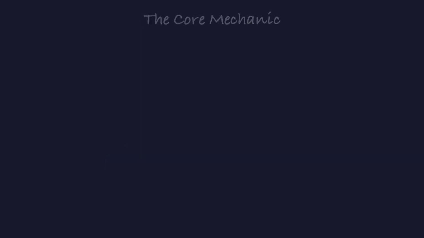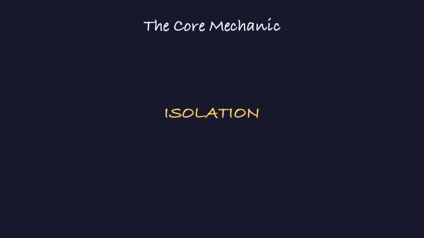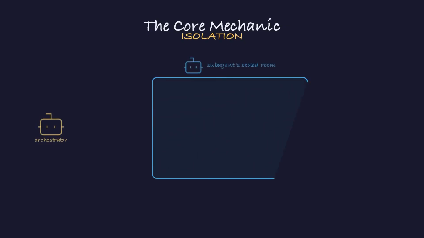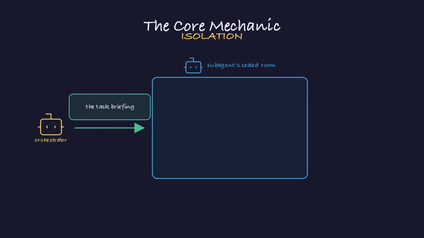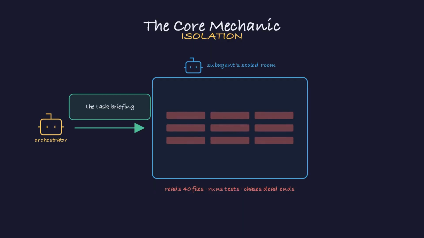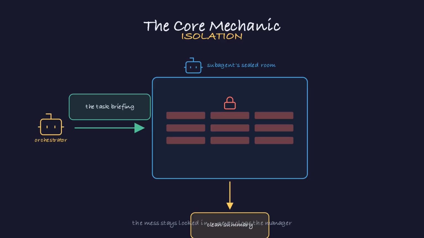Now the single most important idea, the thing that makes subagents work: isolation. When the orchestrator delegates, only one thing crosses into the subagent, the task briefing. It doesn't see the conversation history or the other workers. It starts fresh. Then it does all its heavy lifting inside its own sealed room, reading dozens of files, running tests, chasing dead ends. And when it's done, only one thing comes back out, a clean summary of the result.